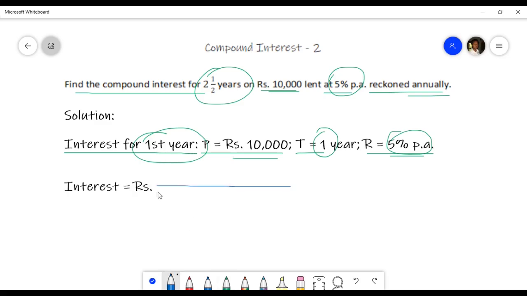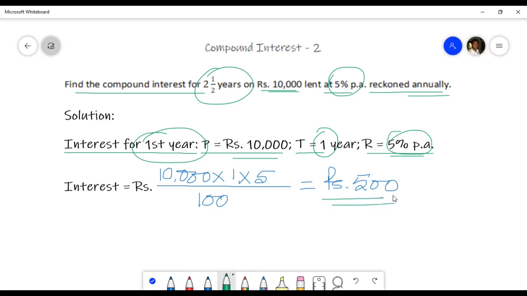The formula to find interest is principal into time into rate by 100. So the principal given in the question, that's the initial principal, is rupees 10,000 into time is 1 year into rate is 5% by 100. And when you calculate this, you will get the answer as rupees 500. I hope you have understood till here. We have just now found the interest for first year.